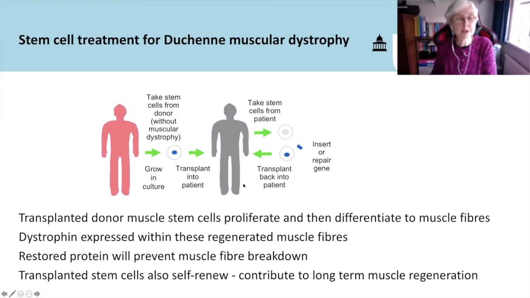Ideally, the transplanted stem cells will expand within the muscle and then differentiate into muscle fibers. Muscle stem cells differentiate by fusing either with each other to form a muscle fiber purely of donor origin, or they repair segments of damaged muscle fiber. Within the regenerated muscle fibers, dystrophin should be expressed, and this restored protein will prevent the muscle fiber from undergoing any more breakdown. Ideally, the transplanted cells will also give rise to more functional stem cells, which will contribute to long-term muscle maintenance, repair and regeneration.